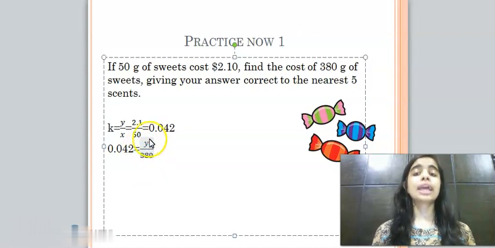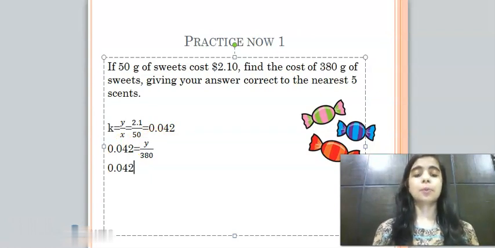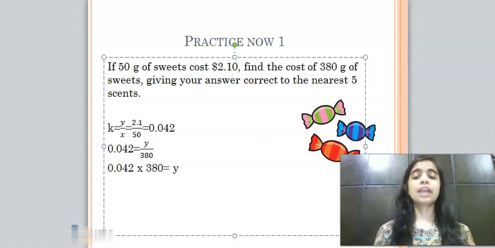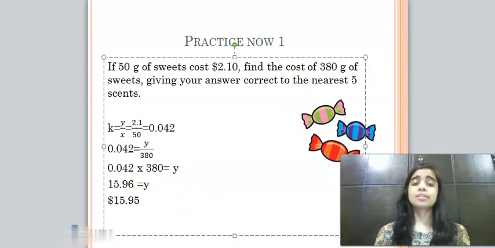Now we need to again isolate y. How will we do it? We will multiply both sides by 380. On this side, 380 and 380 will cancel out, and on this side, 0.042 into 380 equals y. So the final value of y is 15.96. But again, we need the answer correct to the nearest 5 cents. So the final answer is $15.95. So we're done.